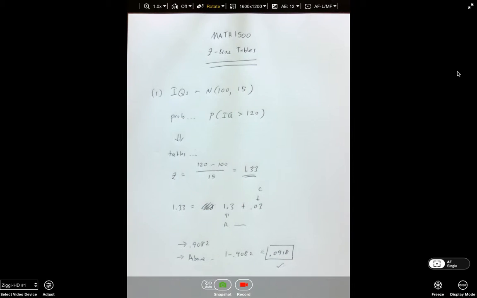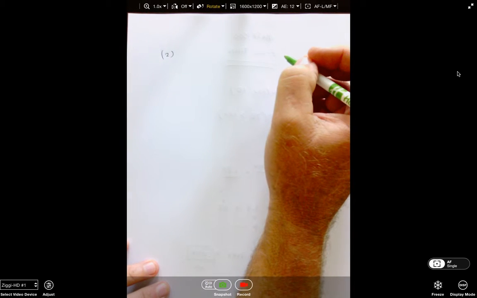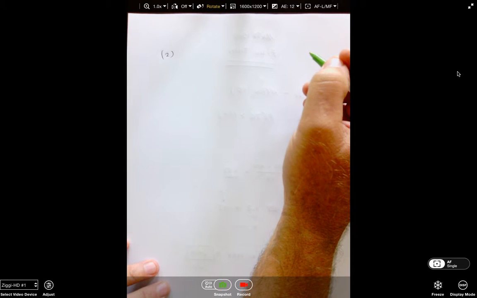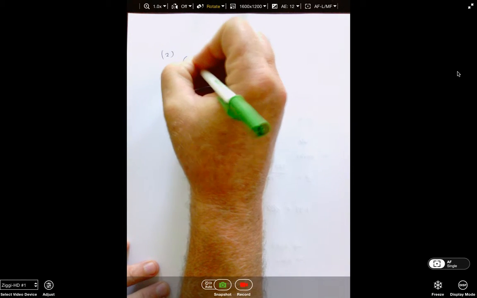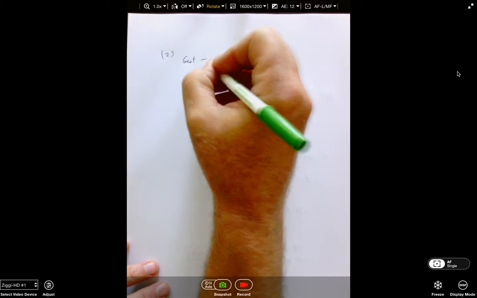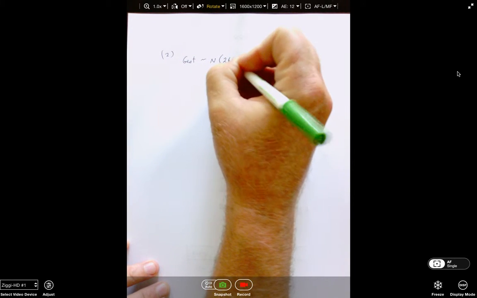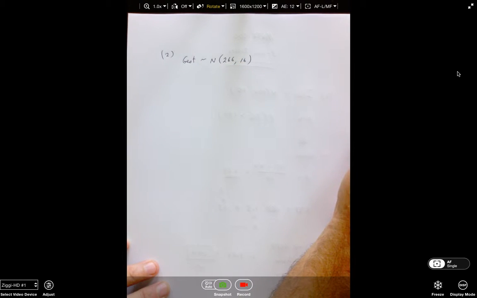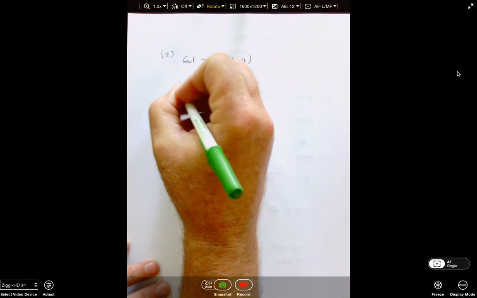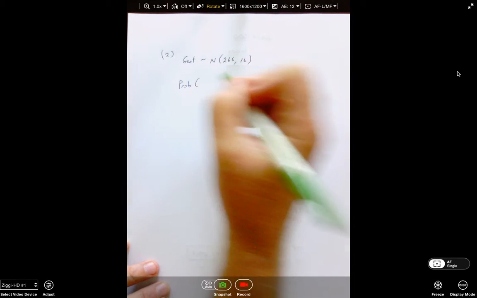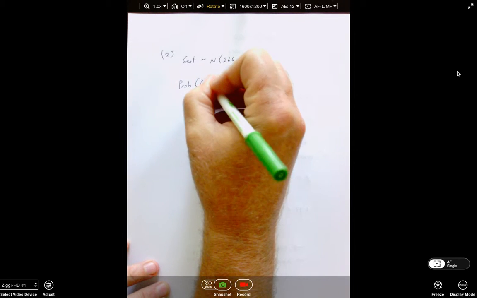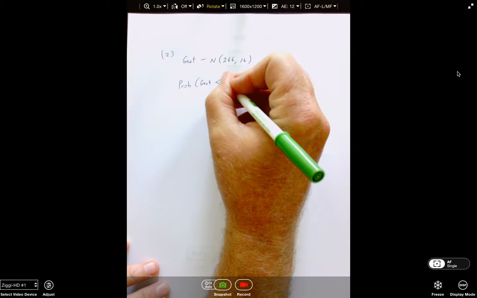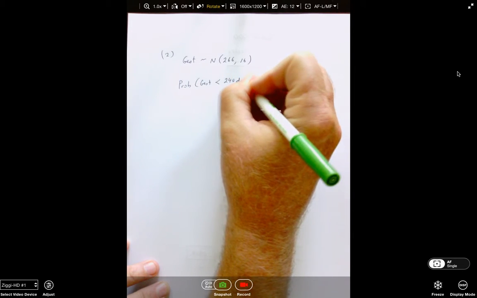All right? Now, what if we have an area below? Well, these aren't bad with the table. Of the 3 types I'm going to show you, this is probably the most straightforward. So we know the gestation periods for adult women are approximately normally distributed with a mean of 266 days and a standard deviation of 16. Find the probability that a woman is selected at random and her gestation period is less than 240 days.